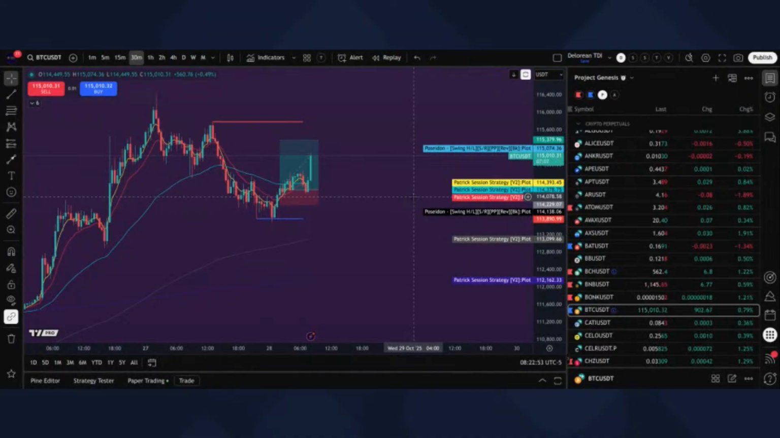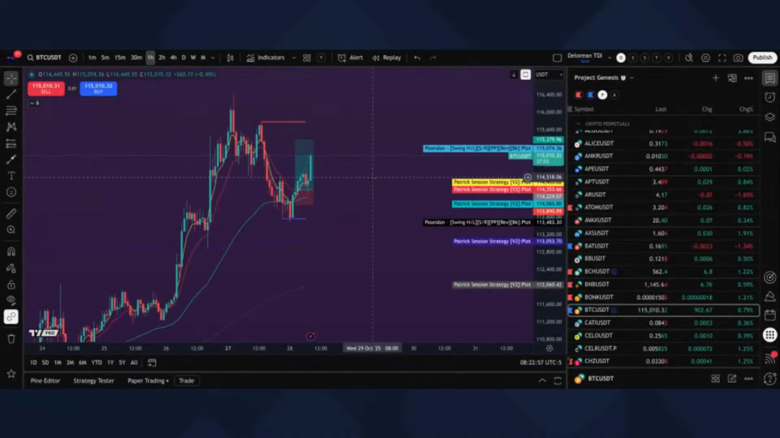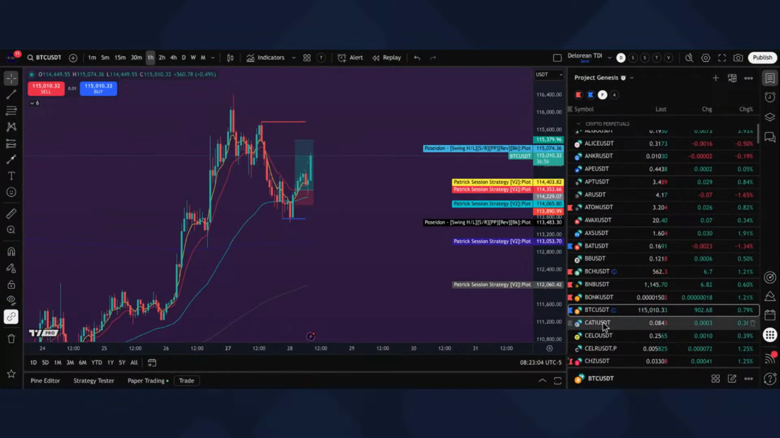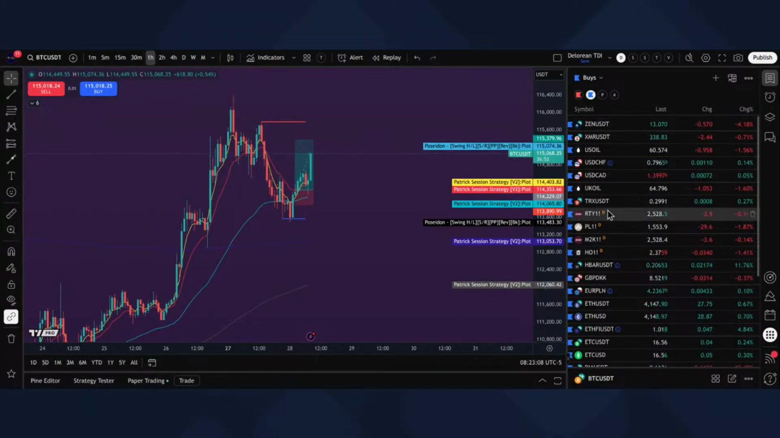All right, our Bitcoin trade has moved. Wonderful. Closer and closer to take profit. Remember, for this, we're going for 115,089 pips. Now, if that's the case, that also means that our other trades are probably near take profit as well.